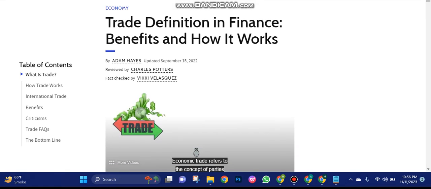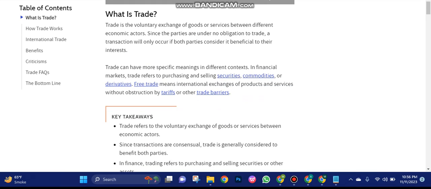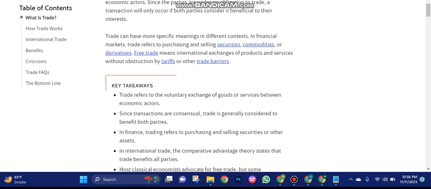Trade definition in finance, benefits and how it works. What is trade? Trade is the voluntary exchange of goods or services between different economic actors. Since the parties are under no obligation to trade, a transaction will only occur if both parties consider it beneficial to their interest. Trade can have more specific meanings in different contexts.